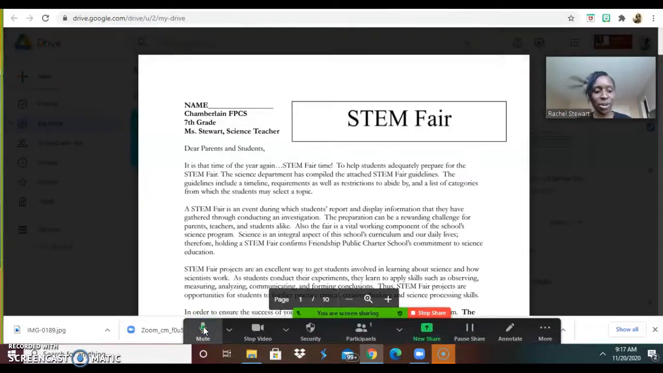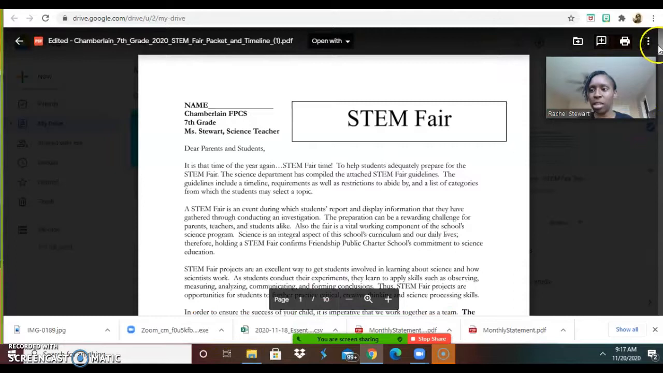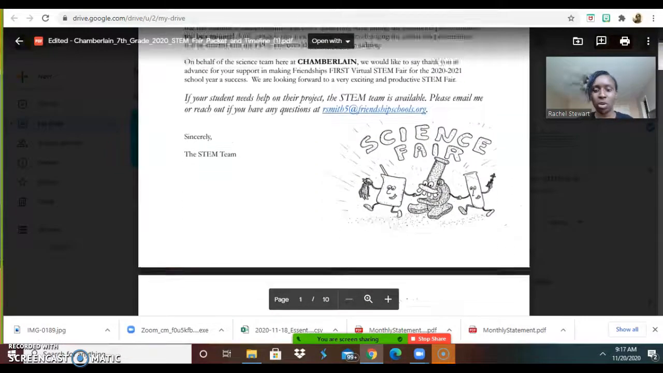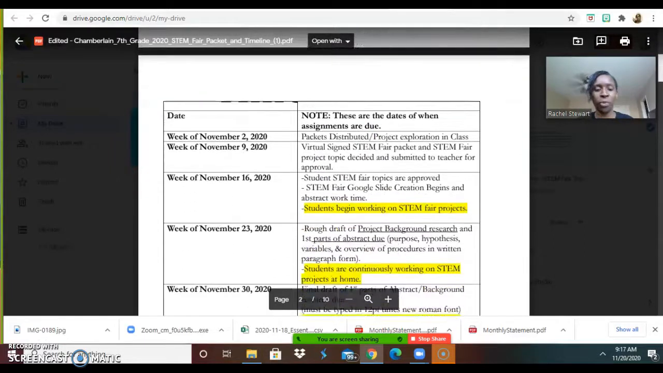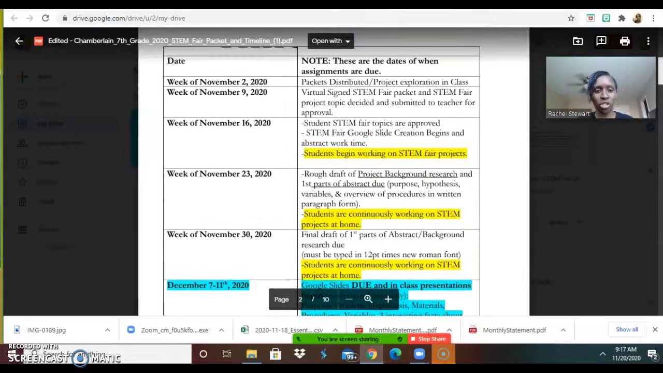Okay, guys, hello. This is the STEM Fair. I wanted to go over this document with you because I've had some questions. So here is the timeline.